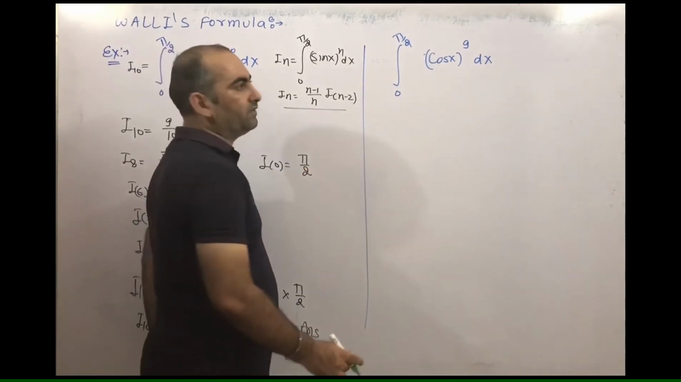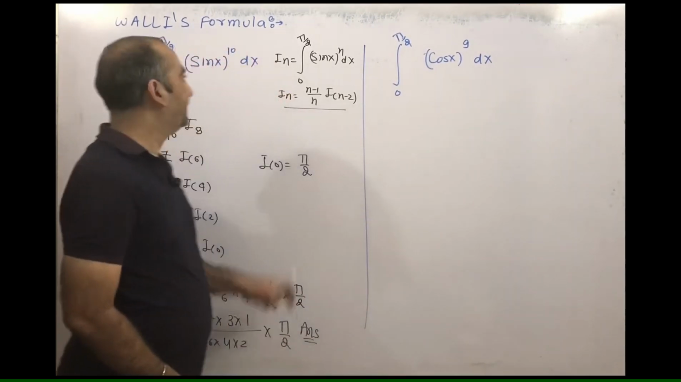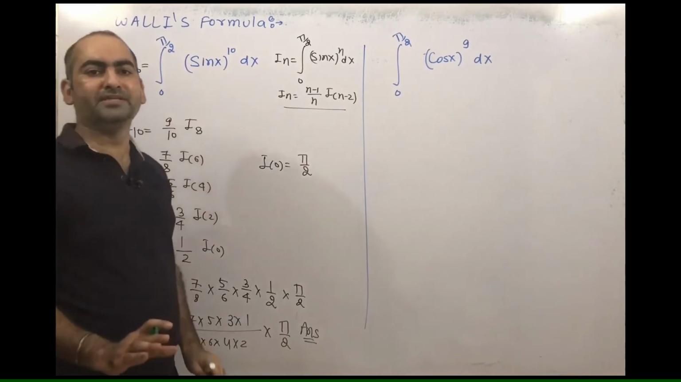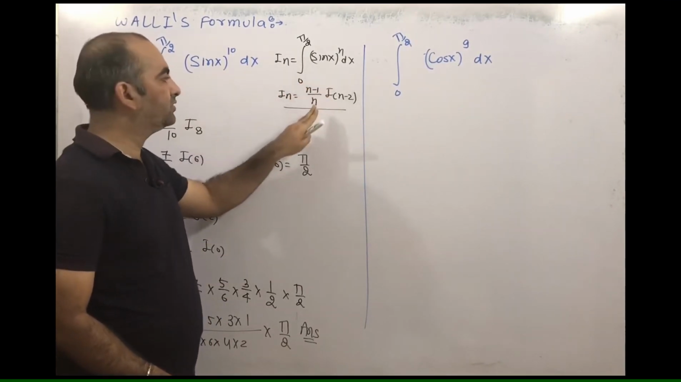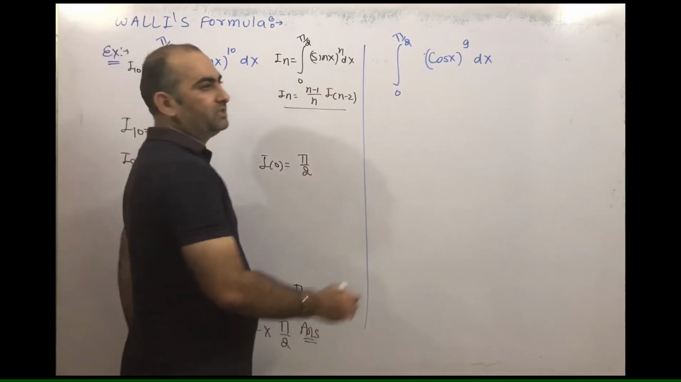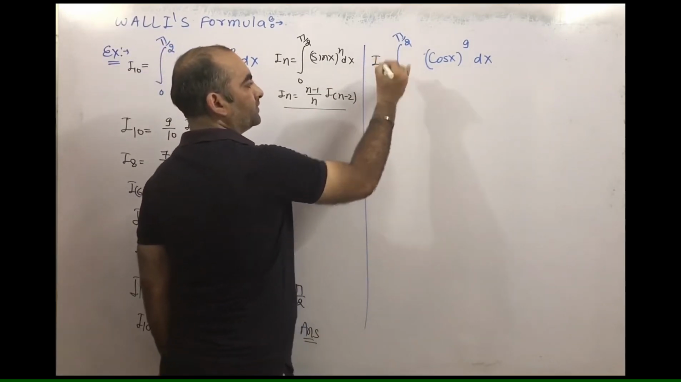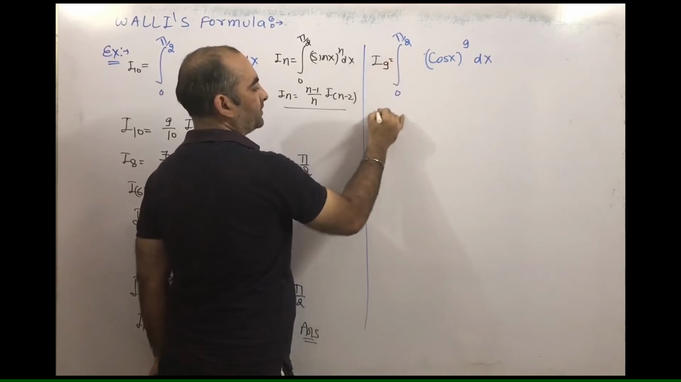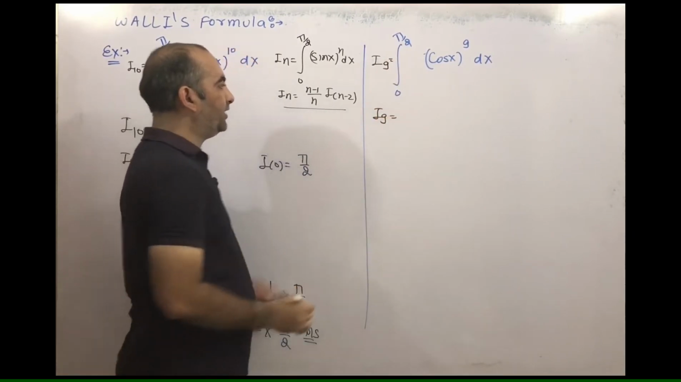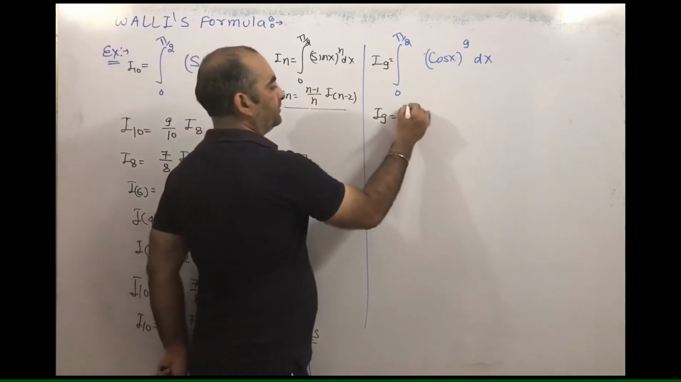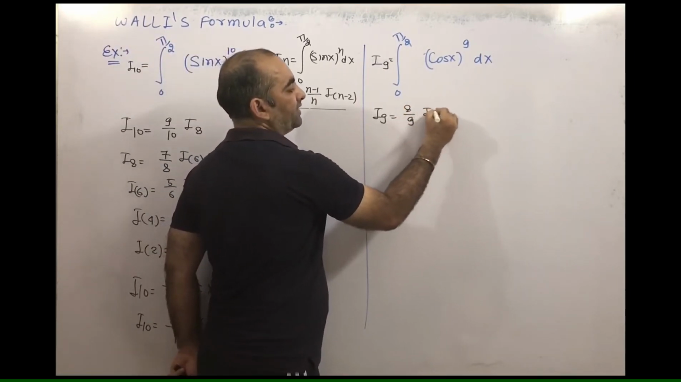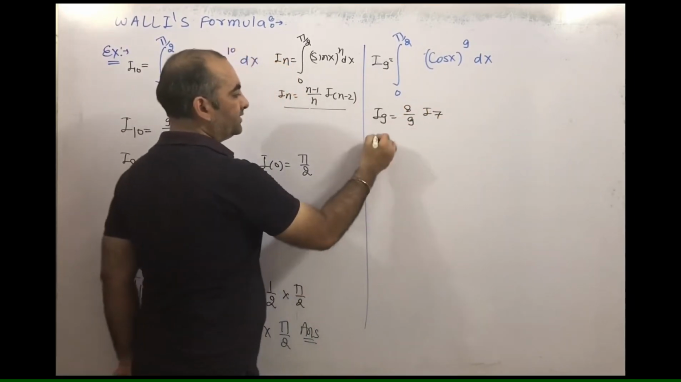For this one, if I take sin x or if I take cos x, both will be the same. So the same formula applies, even if cos x is there. We can call this I9. What is I9? Putting 9 here, 9 minus 1 is 8, so 8 divided by 9, and I7 will come.